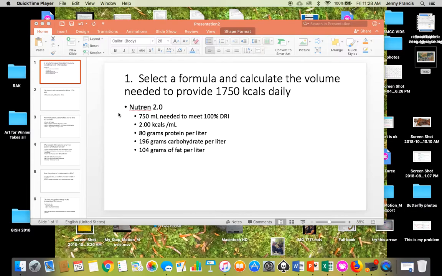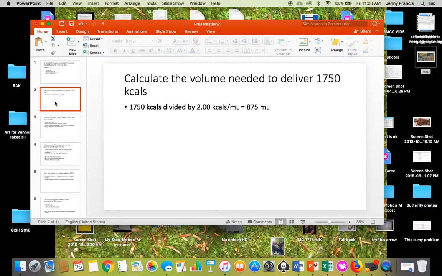So once you have jotted that information down for yourself, the next thing that you're going to do is to calculate the amount of formula that you need to deliver 1,750 calories, which is the amount that they list in the question. Each patient that you would have would require a different amount of calories, so you'd have different calculations for each patient. But for this problem, it's asking you to calculate for a patient who needs 1,750 calories.